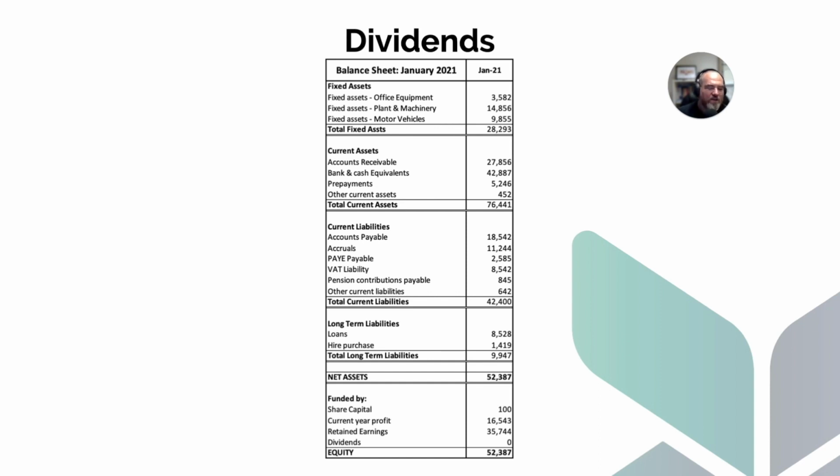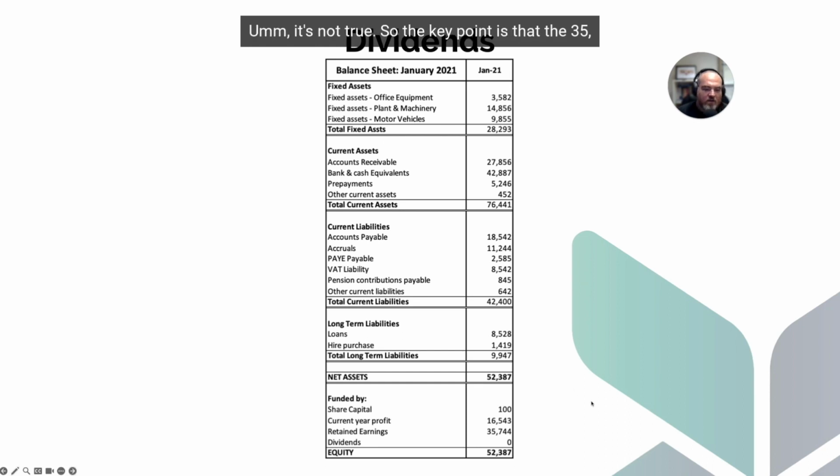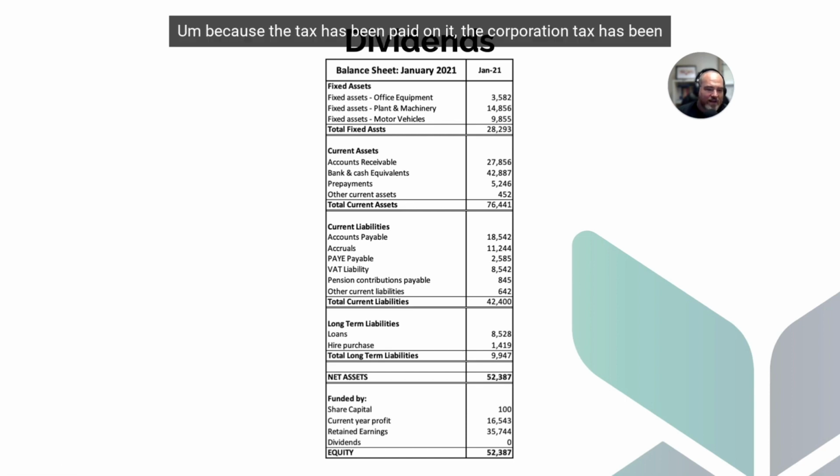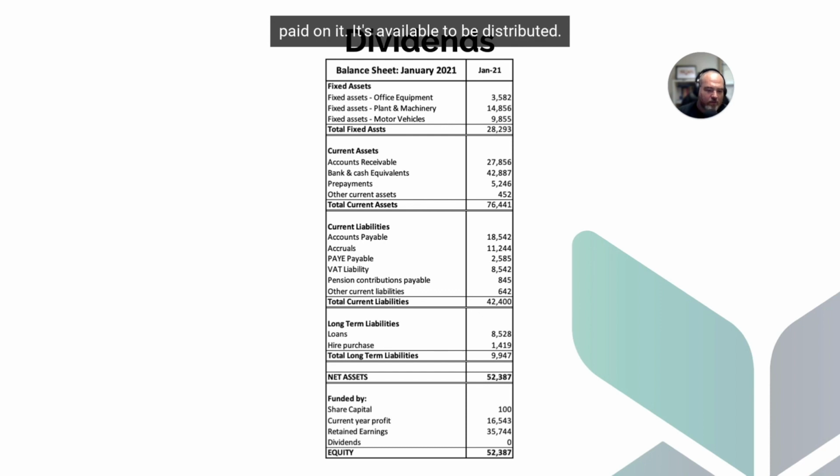So who knows? It depends. So the key point is that the 35,744 is available for distribution as a dividend, because the tax has been paid on it, the corporation tax has been paid on it. It's available to be distributed.